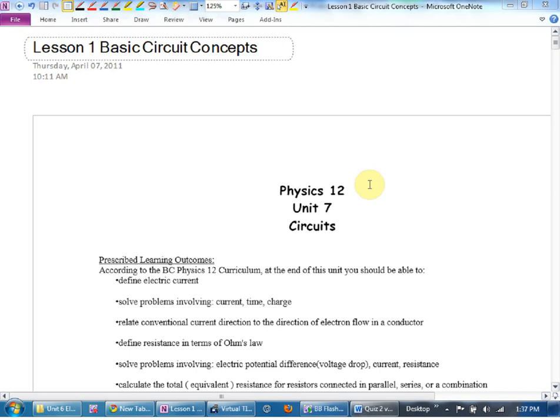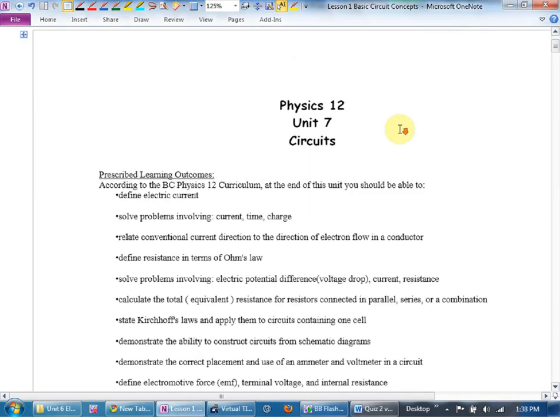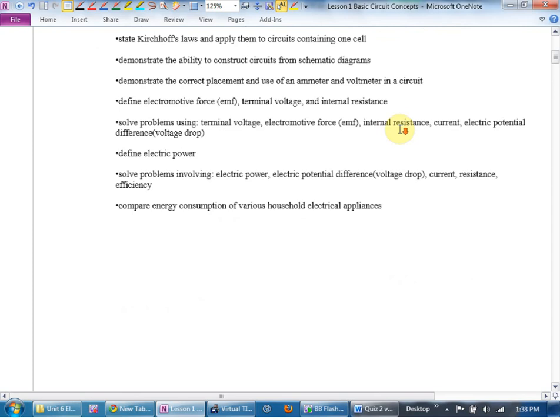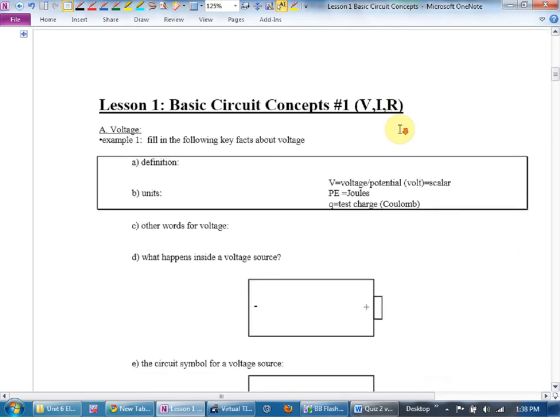On the first page you guys have is all the learning outcomes for this particular unit. In other words, at the very, very end when you start the test, you can say, hey, do I know how to do all this? If you do, you're good. And then we have basic circuit concepts.